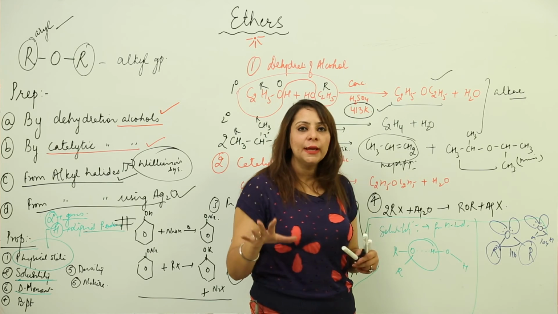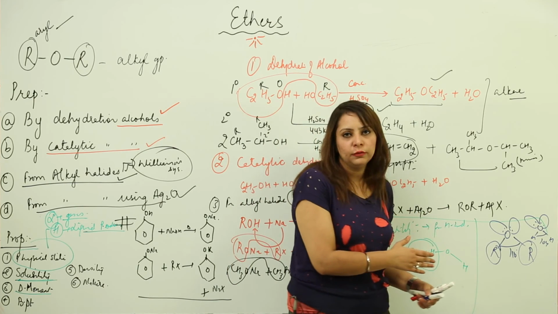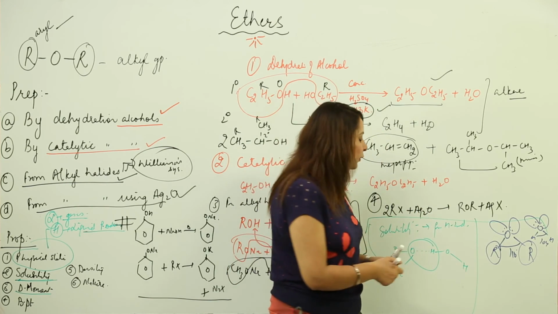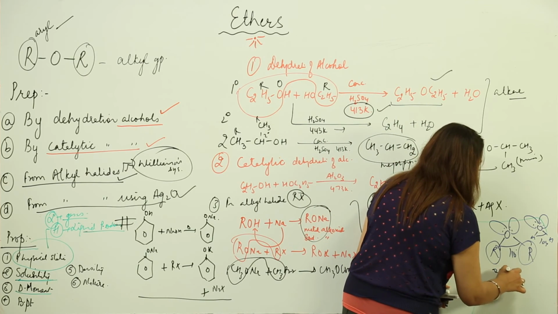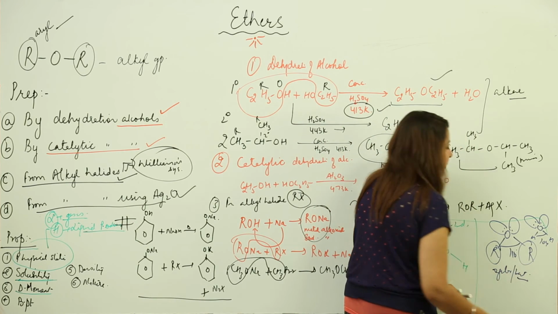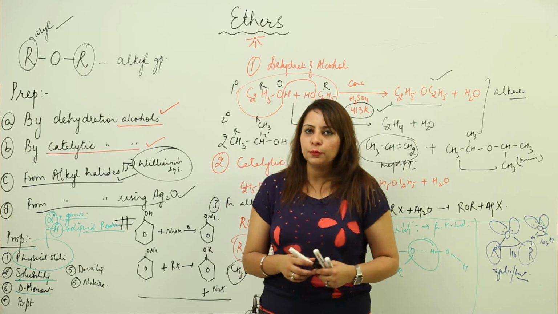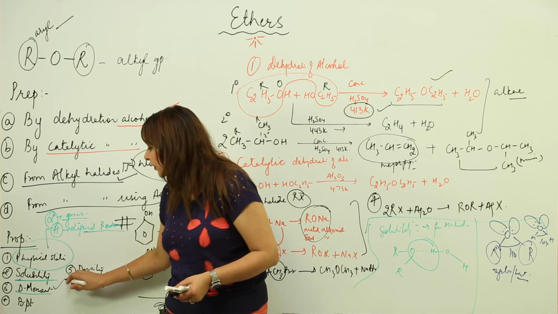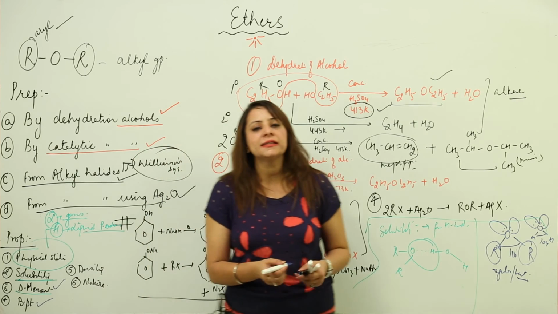But if we talk about dipole moment, they do possess a dipole moment. So it is a polar molecule. And what is the name for this symmetry? It is angular or bent. So that means it possesses the dipole moment. It's polar in nature. Next property we are going to discuss is the boiling point.